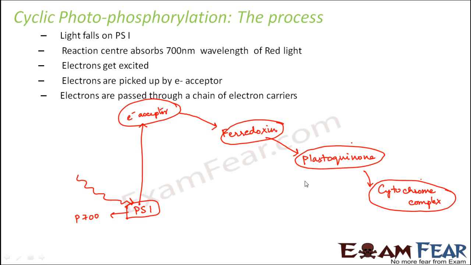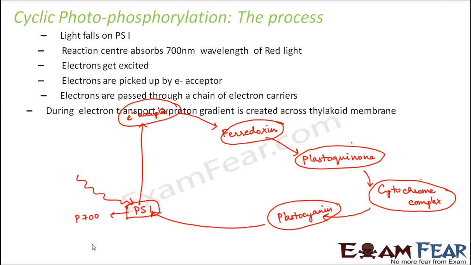But here it is a combination of all the molecules. So here it is first ferredoxin, then plastoquinone, then cytochrome complex. From the cytochrome complex, it goes to plastocyanine, and from plastocyanine it goes back to PS1. So that is how it is a cyclic process. Now during this process of electron transport, where is the ATP getting generated?